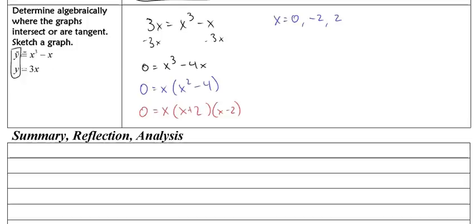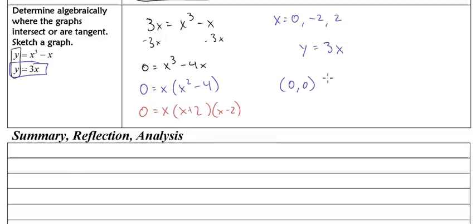So we've got our values here, and we can plug them into either equation. This one's probably going to be a little bit easier because it's the linear equation. So we've got y equals 3x. Now our first one, if I plug in 0 for x, I have 3 times 0, which is 0. And our first point is going to be 0, 0.